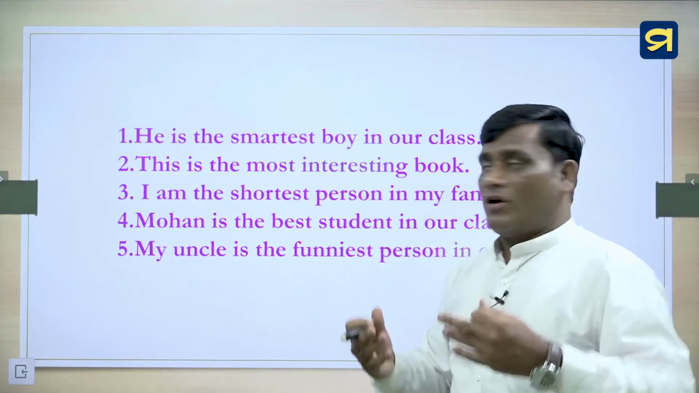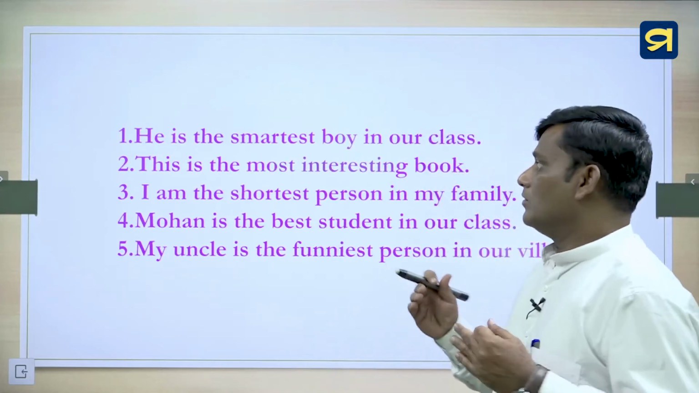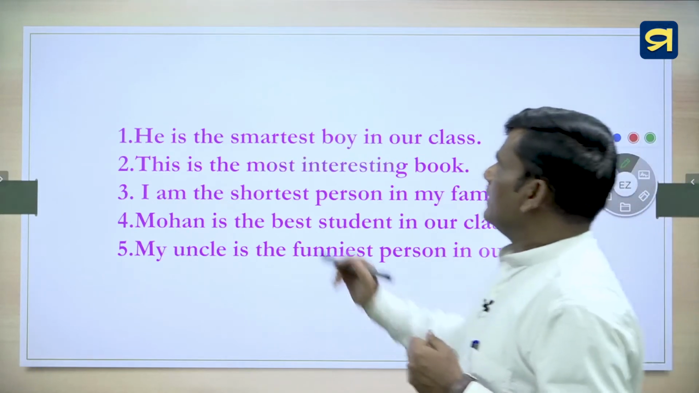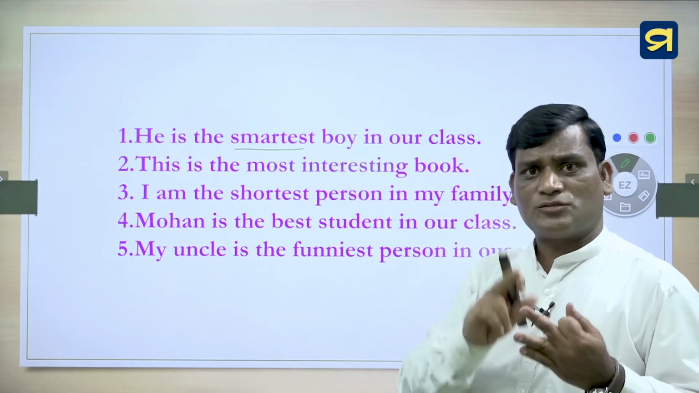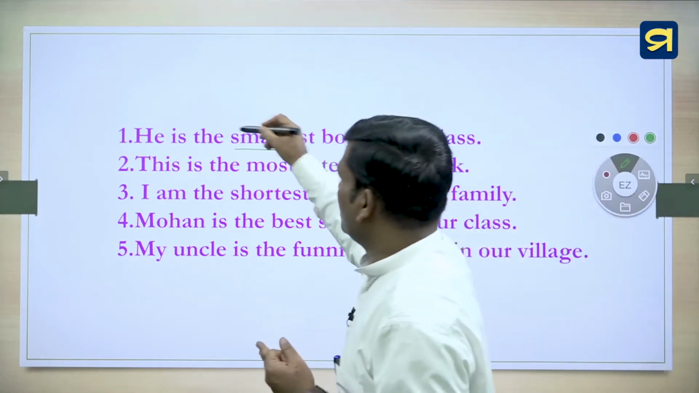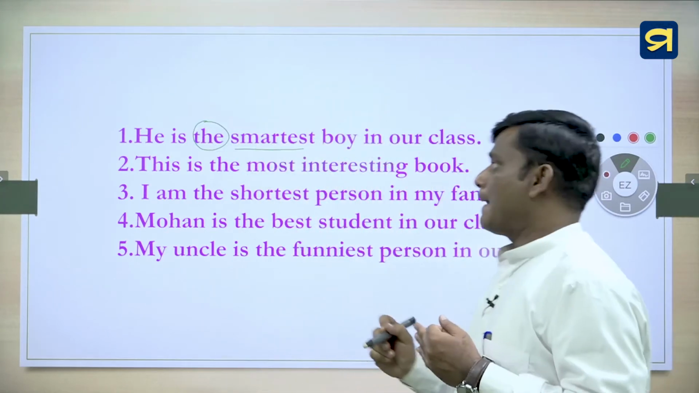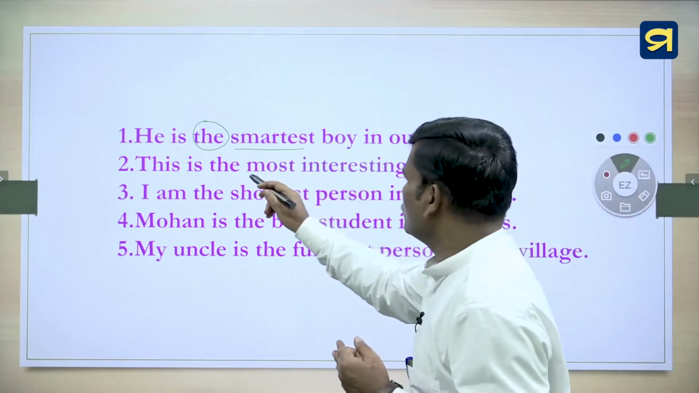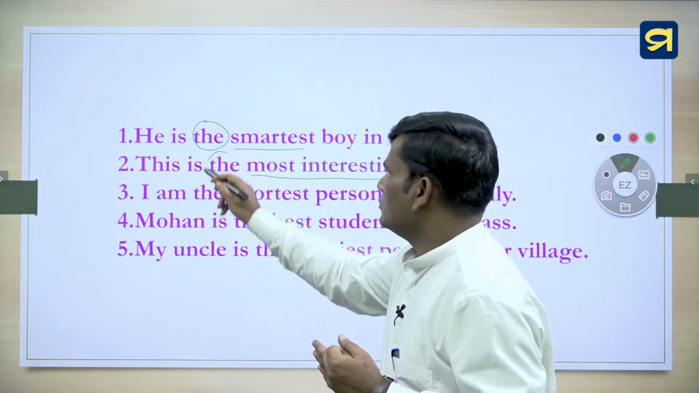Some examples will clarify our doubts. He is the smartest boy in our class. Now, look here. He is the shortest boy in our class. Look at smartest. Smart, smarter, smartest. This is the superlative degree. And I have already told you the. So before the superlative degree, the word the is very essential. We have to remember. This is the most interesting book. Again, most interesting is the superlative degree of interesting, and the is used.